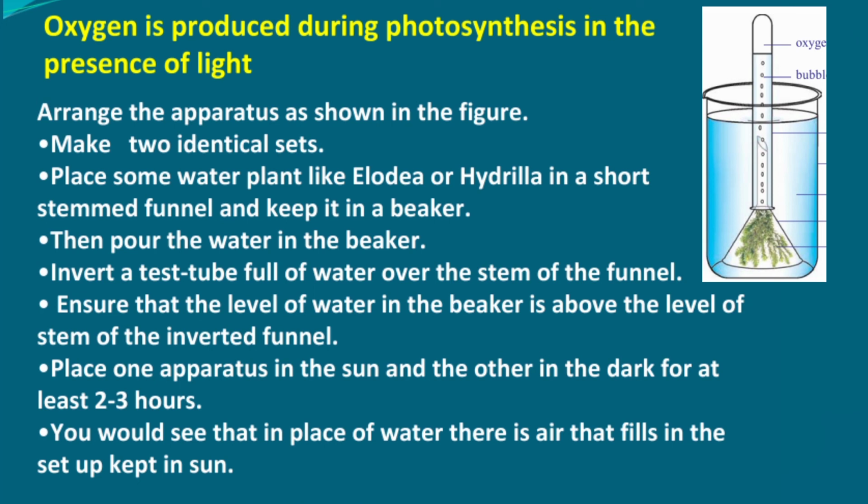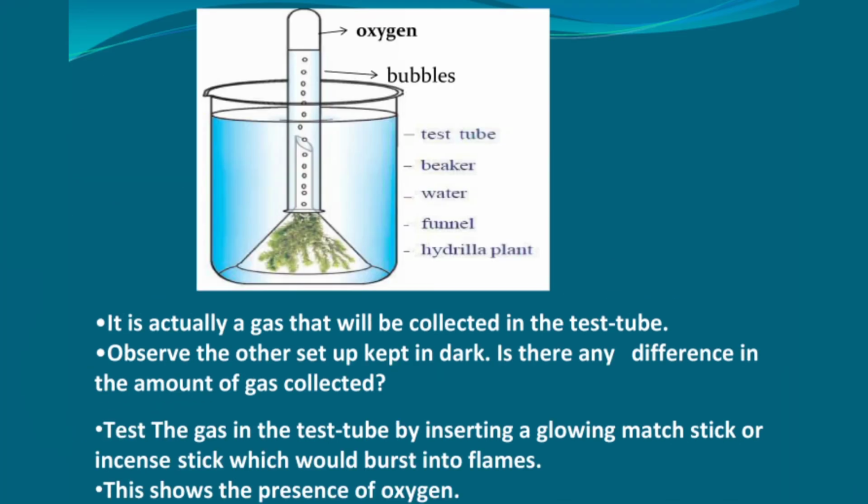You would see that in place of water there is air that fills in the setup kept in the sun. It is actually a gas that will be collected in the test tube. Observe the other setup kept in the dark. Is there any difference in the amount of gas collected? Yes. There are no bubbles in the dark plant. So test the gas in the test tube by inserting a glowing matchstick or incense stick, which would burst into flames. This shows the presence of oxygen.